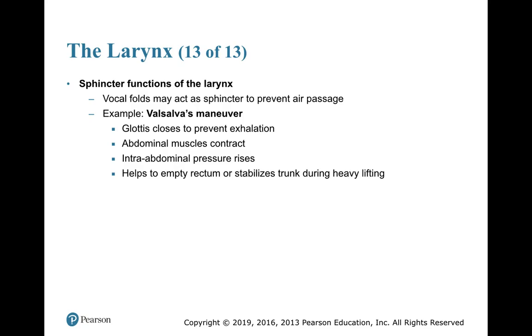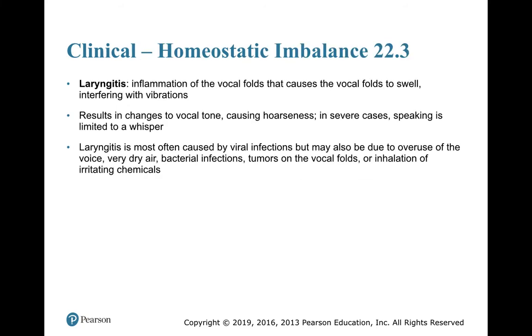There is a sphincter function of the larynx. Those vocal folds act as a sphincter to prevent air passage, and that is used, for example, when someone does the Valsalva maneuver, as it's called. The glottis would be closed. That prevents exhaling. Abdominal muscles would contract, which would increase the intra-abdominal pressure, and that is used to help empty the rectum. It's also used to stabilize the trunk if you are lifting something heavy.